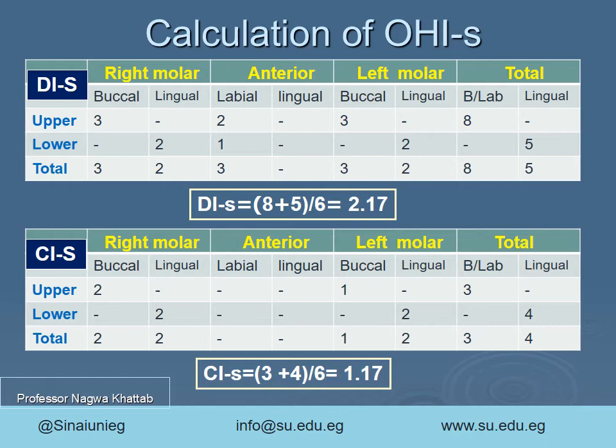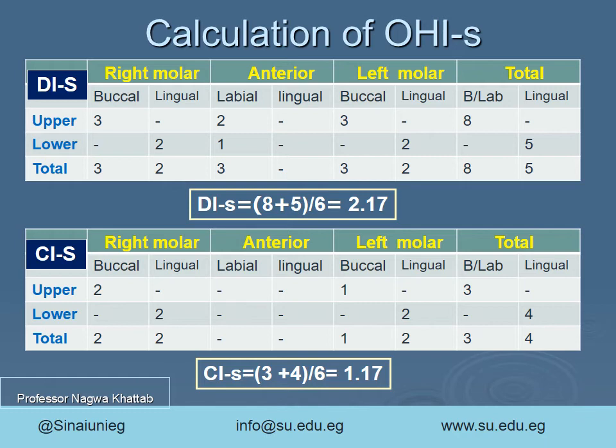Here, covering more than 2/3. For the lower, I scored the lingual. The lingual surface of the lower first molar has a debris between 1/3 and 2/3. The labial surface of the lower left incisor has a debris less than 1/3, and so on. Compute the upper, 13, divided by 6 surfaces, the total is 2.17.